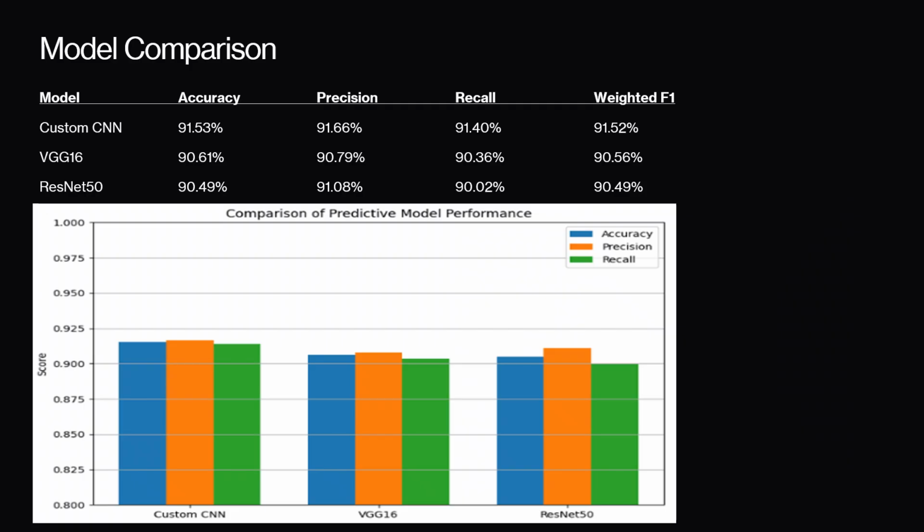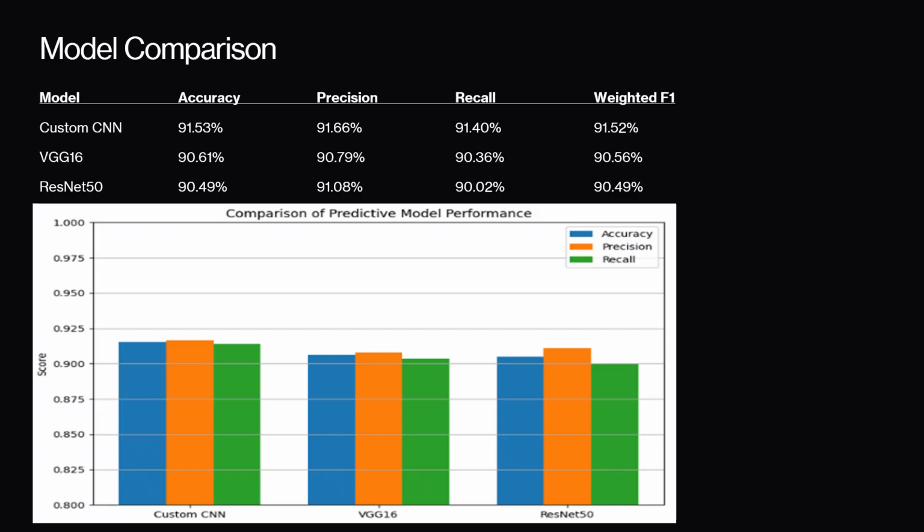This slide summarizes the overall performance of the 3 predictive models evaluated throughout the project. While all 3 CNNs performed well, the custom CNN consistently achieved the strongest results across multiple evaluation metrics. The custom CNN produced the highest testing accuracy at 91.53%, along with the highest precision, recall, and weighted F1 score. These results indicate that the model not only classified chest X-ray images accurately, but also maintained balanced performance across all 4 disease categories.